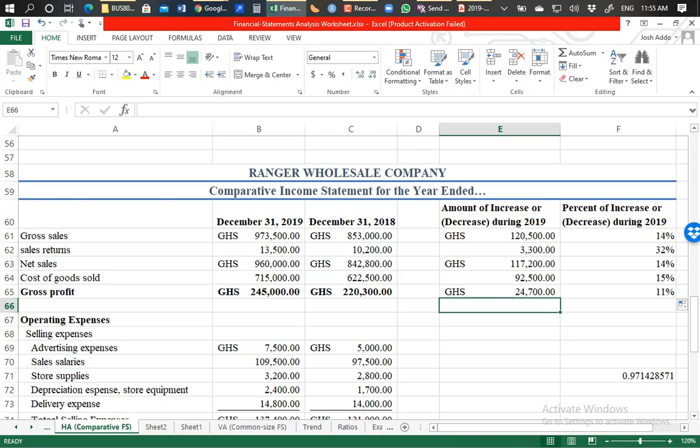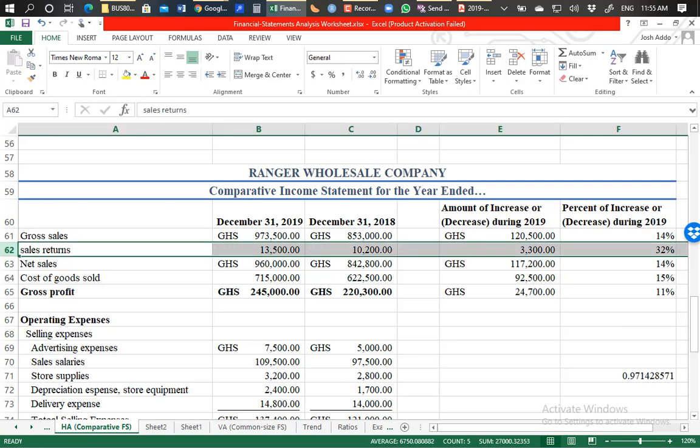So here we see 32%. What item is that? Sales returns. Wow. Okay. Sales returns is about the sales that we have made to people, the things that people have come to buy from us. The amount of them that they return, that's what we call sales returns. And it has increased from 2018 to 2019 by 32%.